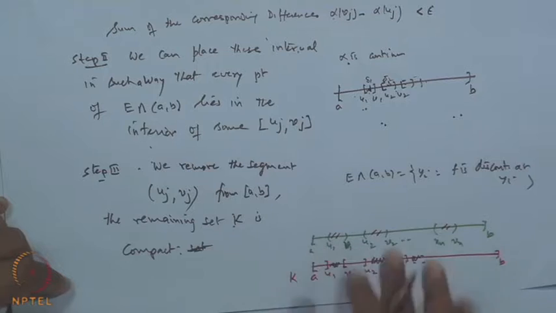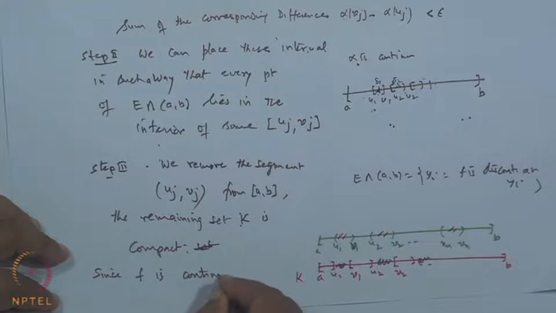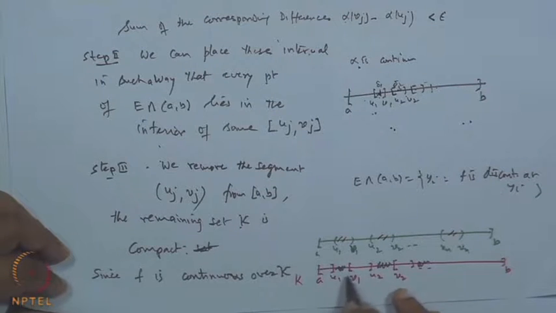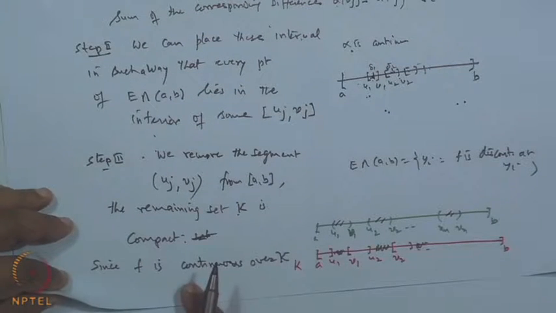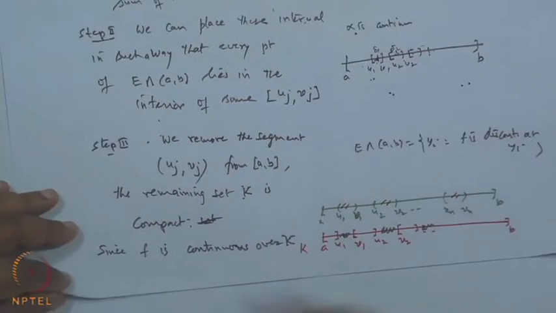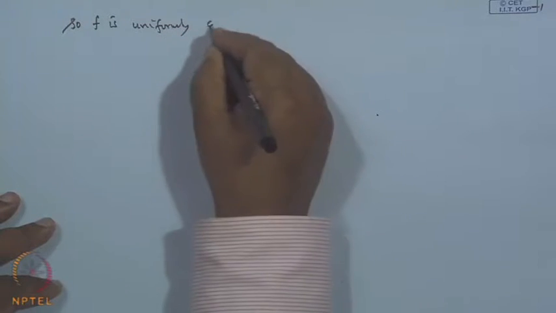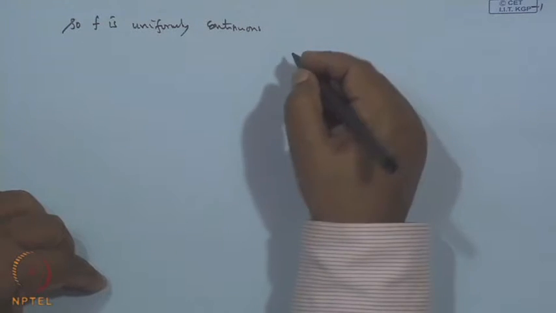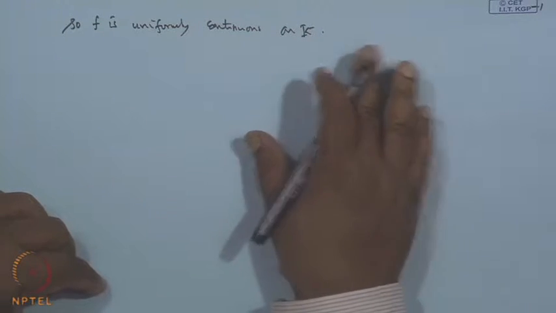Now, function f is given to be continuous. Since f is continuous over k, because the point of discontinuity we have already removed. So, f is continuous over k and k is a compact set. So, every continuous function on a compact set is uniformly continuous. So, f is a uniformly continuous function on k, clear this one.